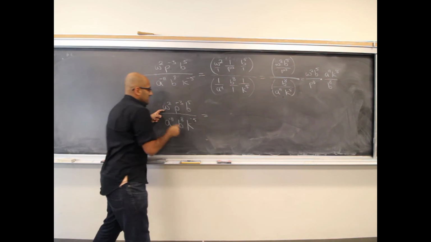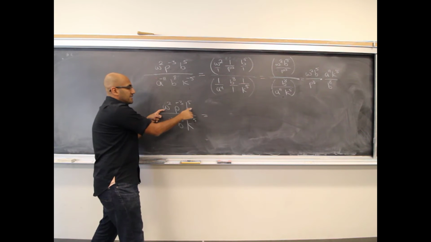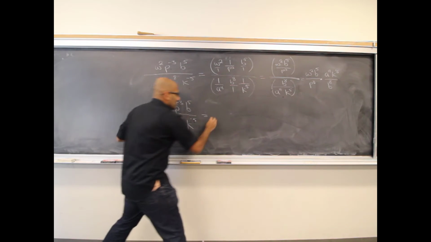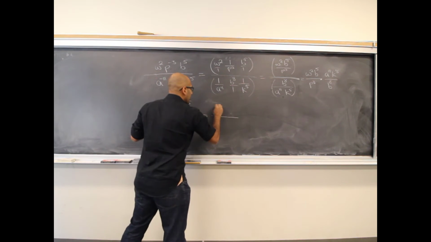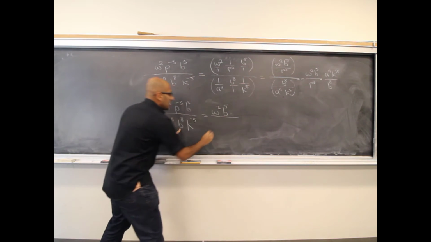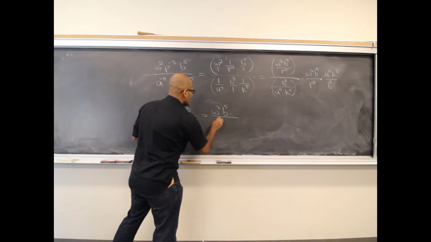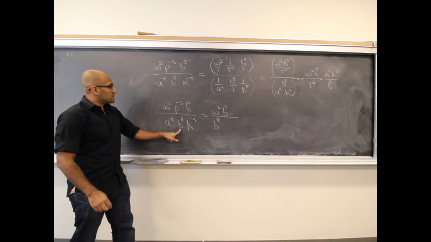The shortcut is this. If the exponent is positive, then we leave it alone. So w to the second is up there. There's a b to the 5th up there. There's a b to the 8th down here. I didn't notice I used the same b.